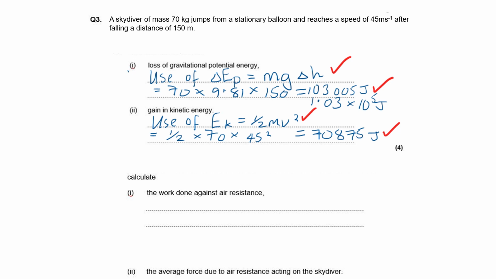So loss of gravitational potential energy will be equal to mgΔh, and that's equal to 70 times 9.81 times 150, which equals 103,005 joules. And part 2, the gain in kinetic energy, we will need to use the equation here, which is half mv squared. So it's a half times 70 times 45 squared, which equals 70,875 joules.